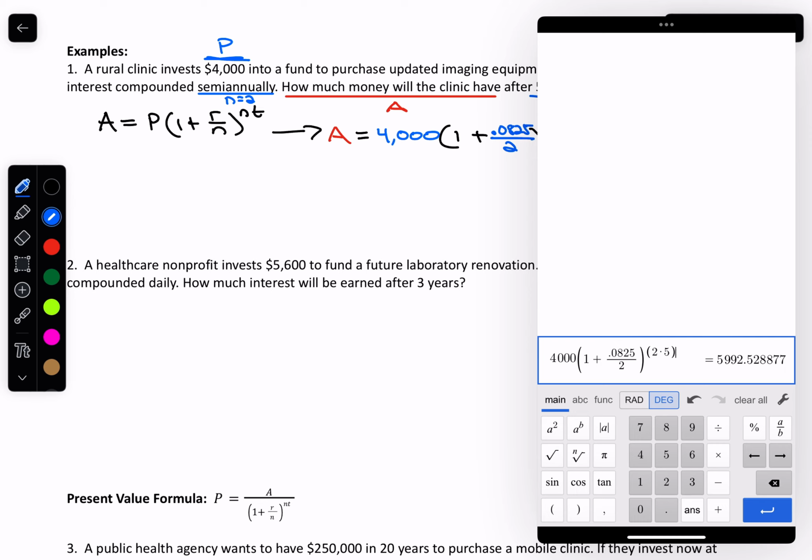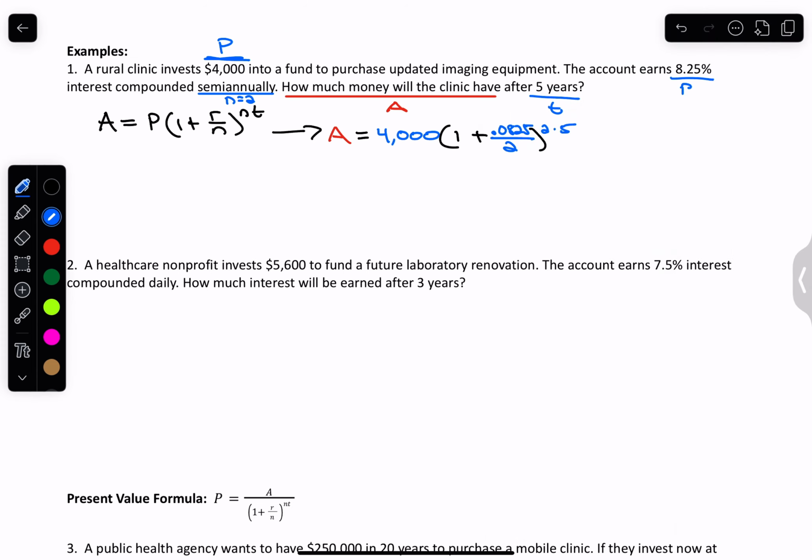At the bottom, it says 5,992.5, and we'll round that to be 5,992.53. So we're going to go ahead and come down here and say that our A value is approximately 5,992.53. And this is measured in dollars. And this represents the amount of interest we've earned plus our original principal. So what this means is that the clinic will have $5,992.53 after investing $4,000 for 5 years.